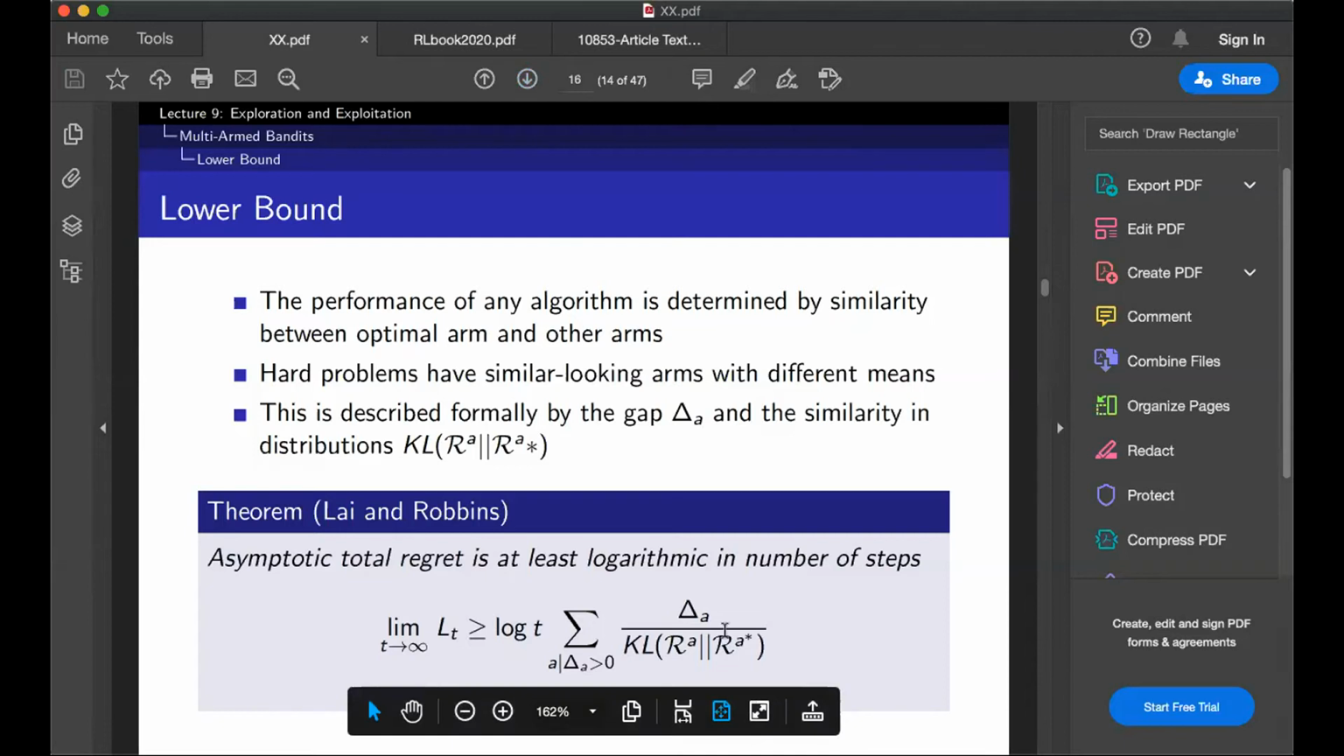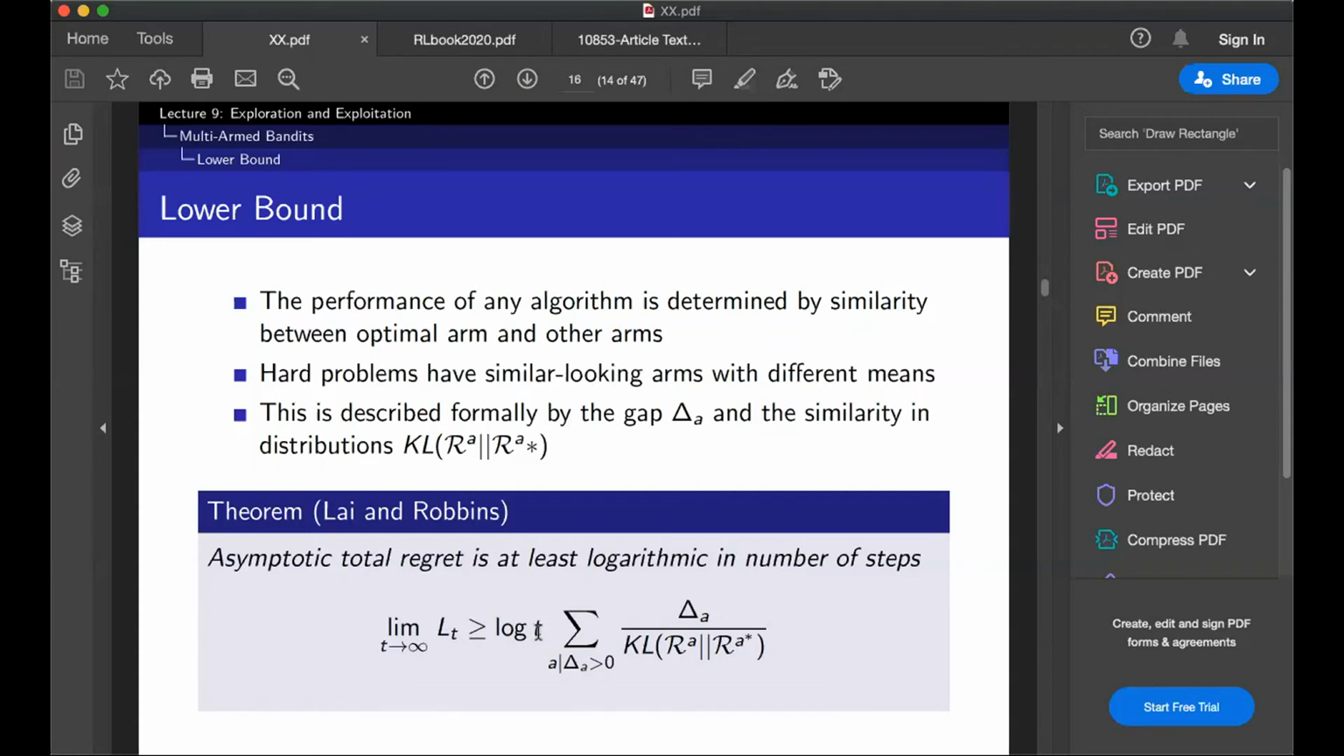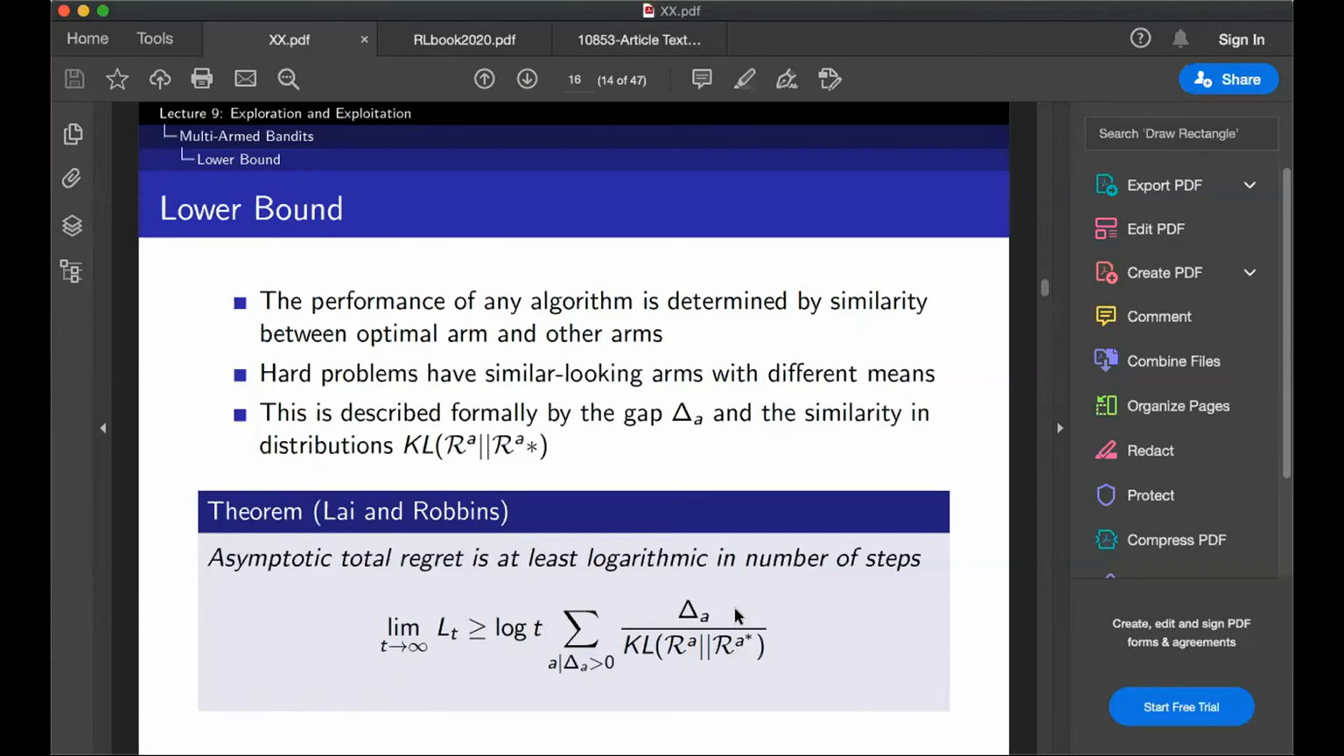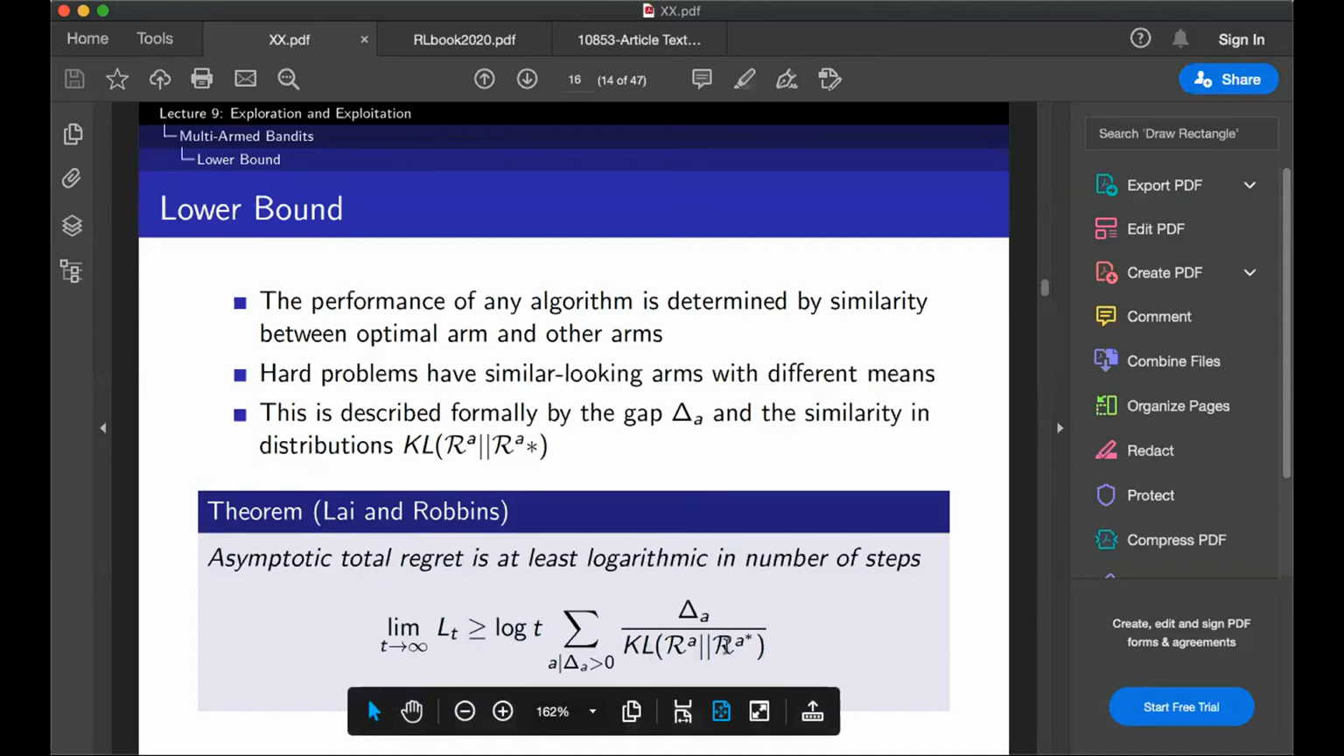So if you look at the theorem here, LT is essentially, at infinity, the total regret, and then you're looking at the number of time steps you need to get there. That's the logarithmic t, and then the gap delta A divided by the KL divergence of any arm with respect to the optimal arm. So that's the KL divergence term. If all the arms are really similar to each other and it's very hard to pick which is better, you need more time, more exploration, more information. That's the similarity in terms of distribution.